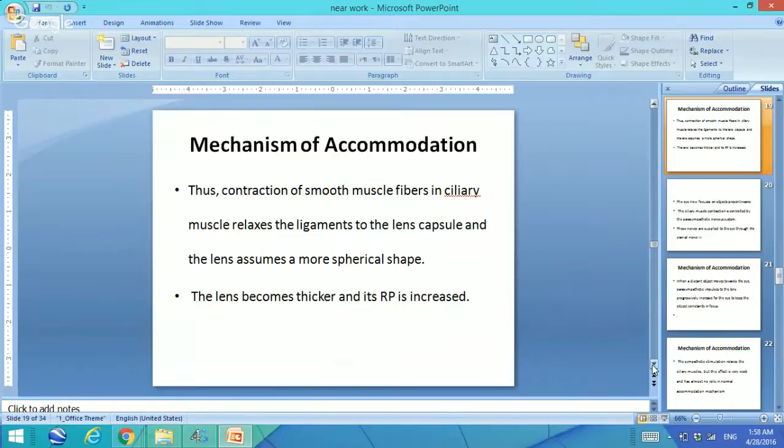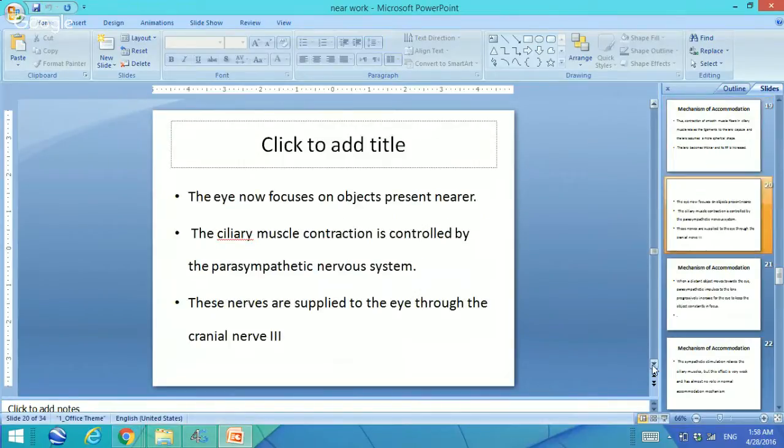Thus, contraction of the smooth muscle in the ciliary muscle relaxes these ligaments, the zonular ligament, attached to the lens capsule, and the lens assumes a more spherical shape and becomes thicker, and the refractive power increases.